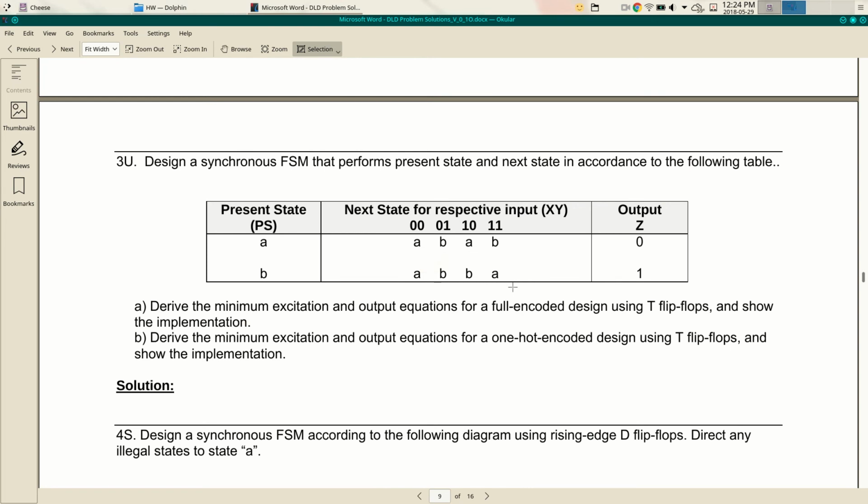Part A, they want you to use full encoding. Okay, that's using one flip-flop with different combinations. Part B, they want one-hot encoding, so a single flip-flop turned on at any time. But the process from that point on is identical.